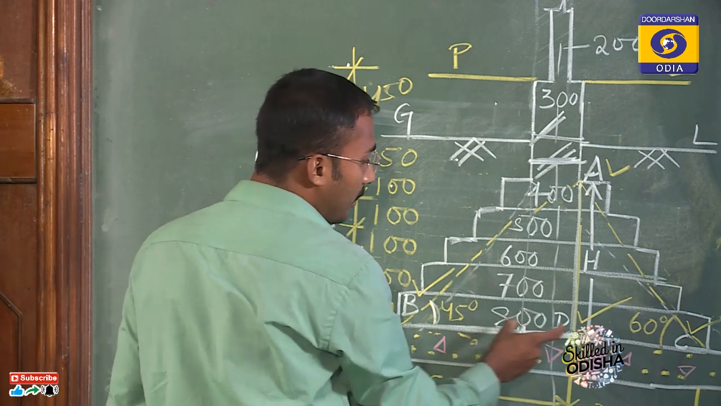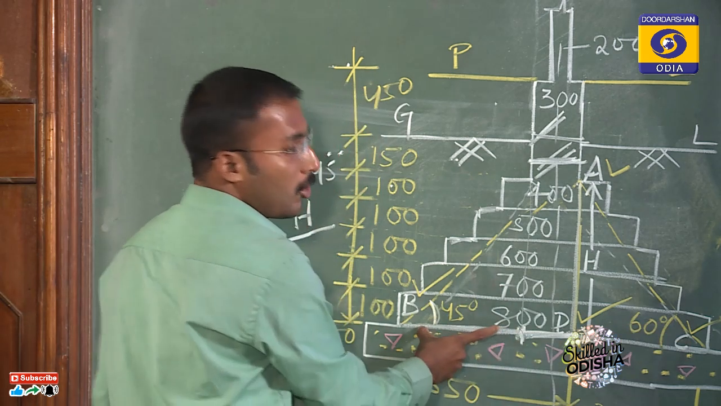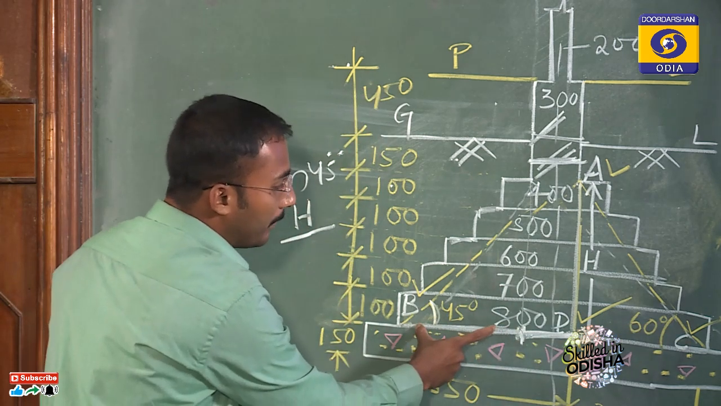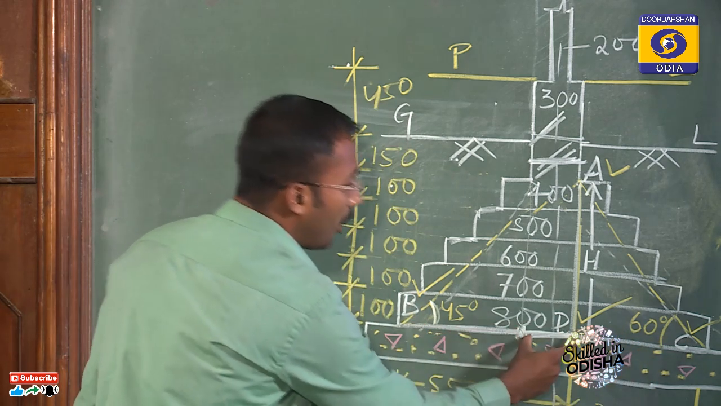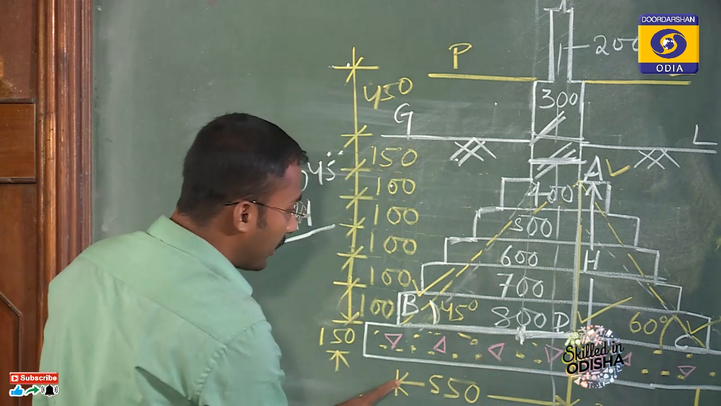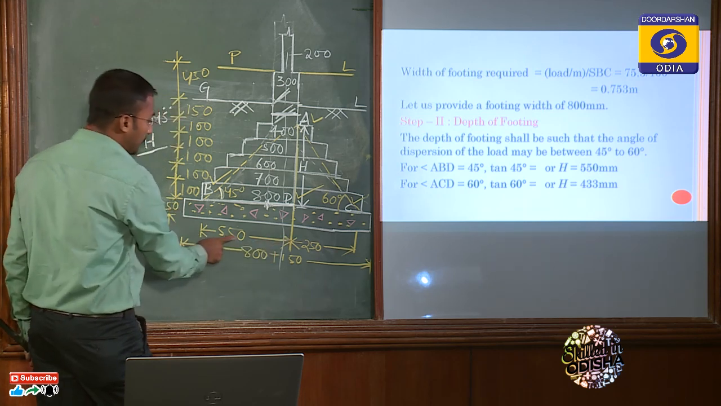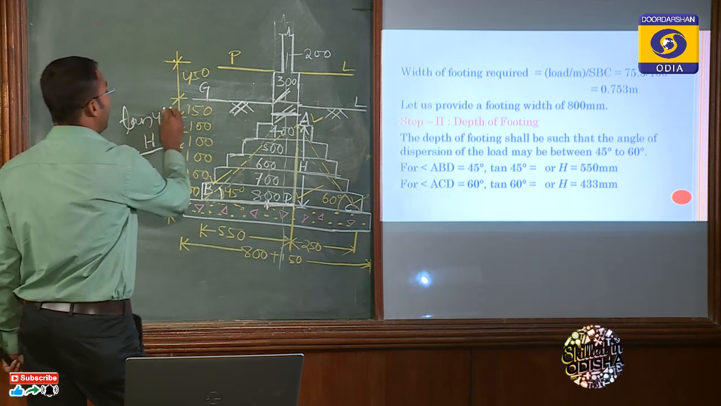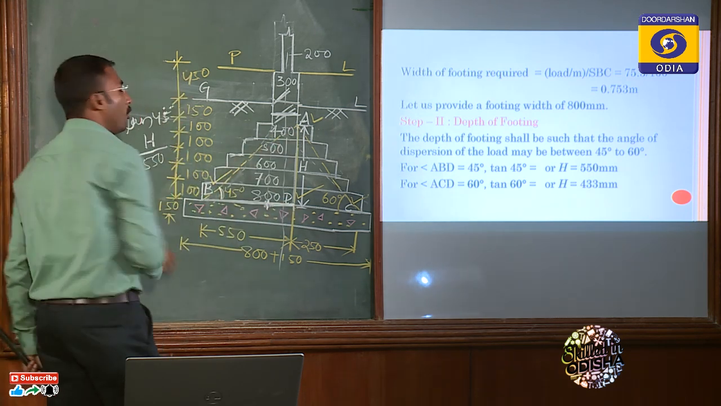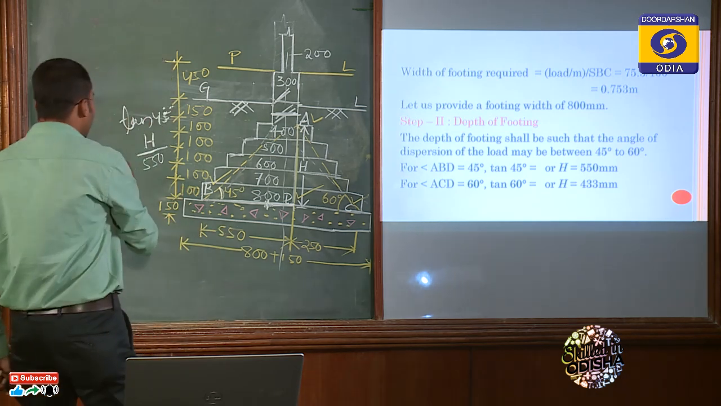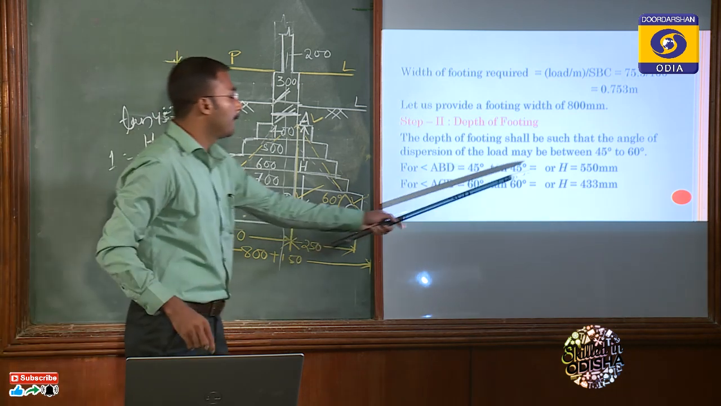So deducting 300 from 800, this plus this is 500, and this one will be 250, this one will be 250. So 250 plus this 300 will be total 550. So look here, this point to this point is 550. So tan 45 degree is H by 550. As you know, tan 45 degree equals 1. So 1 equals H by 550. So H will be 550.